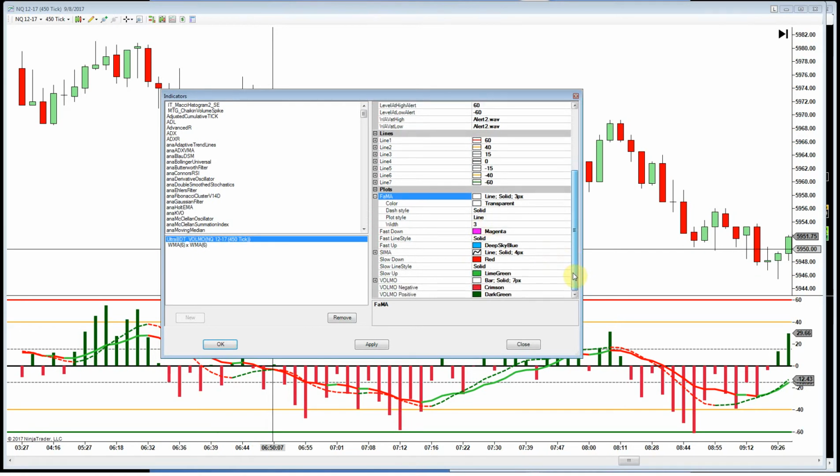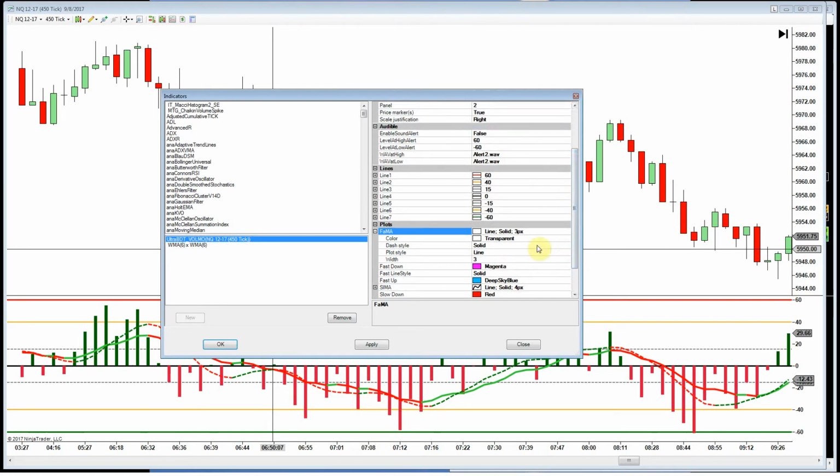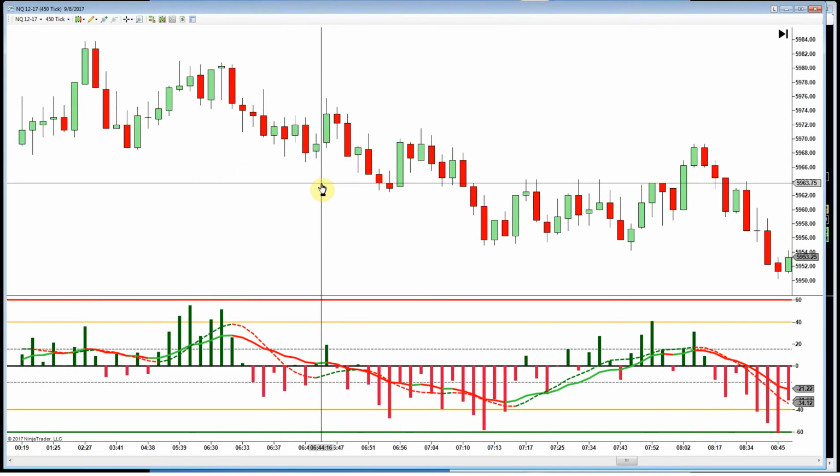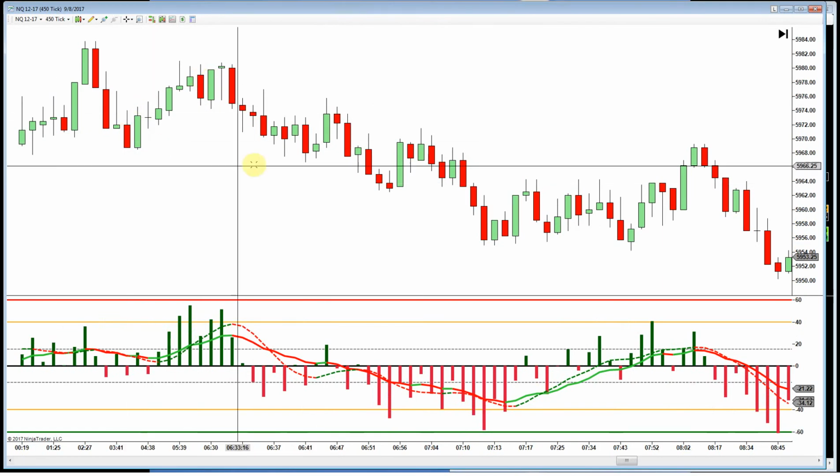It's kind of set at a default setting here with being set at transparent. But anyway, that's not so important. The main thing is just get into the indicator and you'll see the results here. So here's the market opening up.